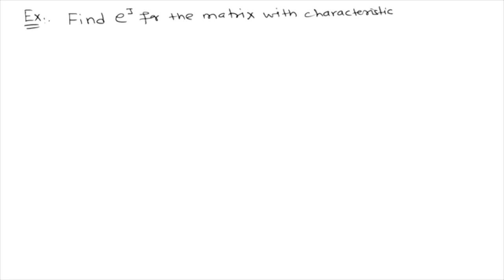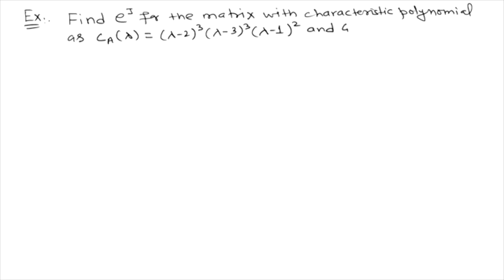Let me take an interesting example. Find e raised to power J for the matrix A with characteristic polynomial h_c(lambda) equals lambda minus 2 raised to power 3, lambda minus 3 raised to power 3, lambda minus 1 raised to power 2, and geometric multiplicity of each eigenvalue is 2.